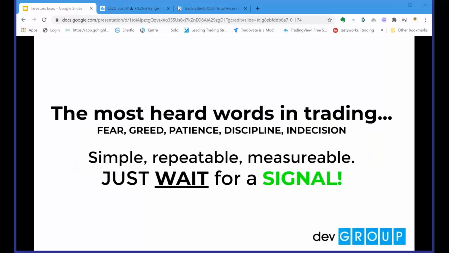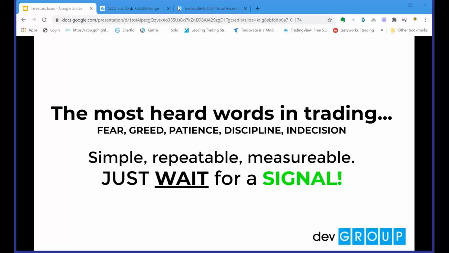because the most heard words in trading really are fear, greed, patience, discipline, indecision. What I needed was something that was simple, repeatable, and measurable, and all I had to do was actually wait for a signal. And even before I automated a lot of this and provided signals for myself, and obviously, of course, this is nothing new, VectorVest, all these kinds of things say buy here, sell there, those types of things. But when you combine that with a real internalization of your knowledge of why the computer is telling you to do certain things, then trading actually does become simple. Not necessarily easy, but simple.